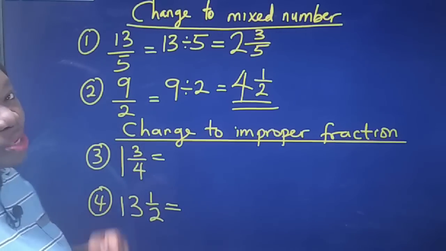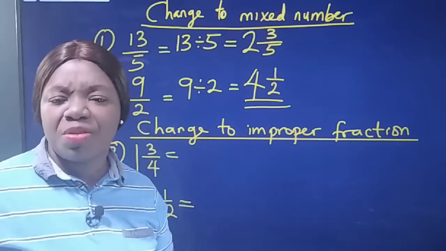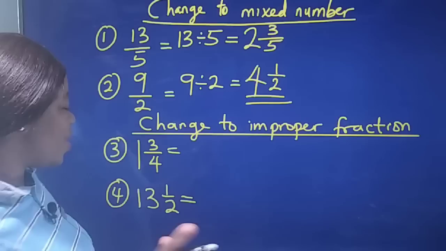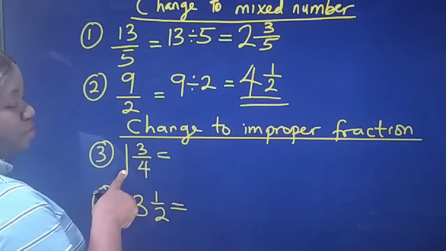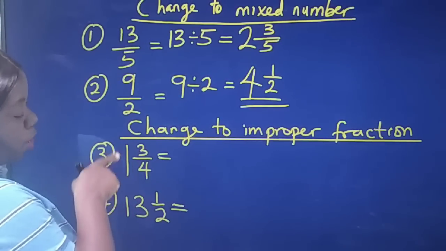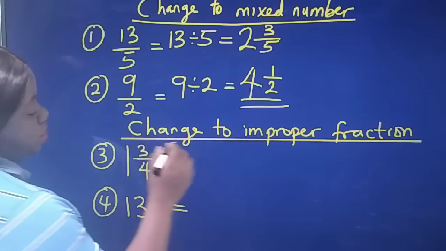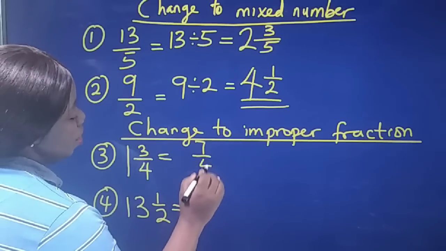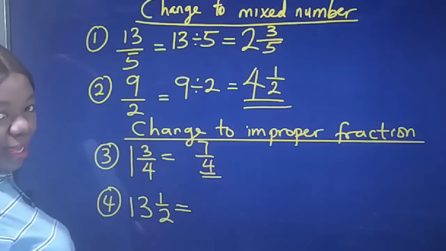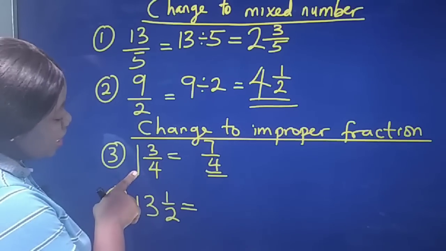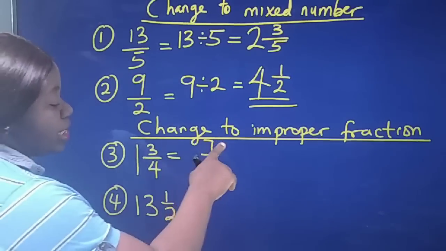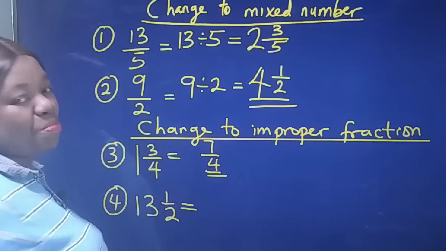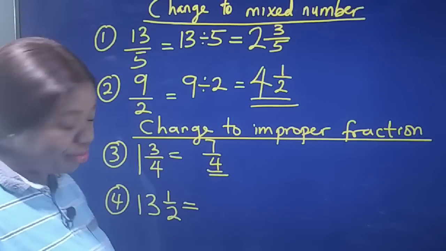Now let's change to improper fraction. Changing a mixed number to an improper fraction. How do you do that? Let's see: 1 whole number 3 over 4. Just say 4 times 1 is 4, plus 3 is 7. So the answer is 7 over 4. This is an improper fraction.